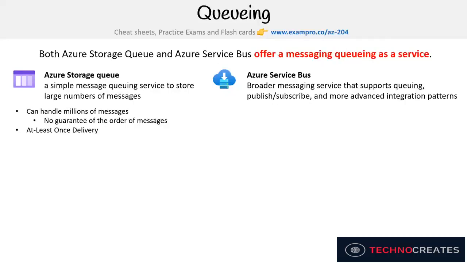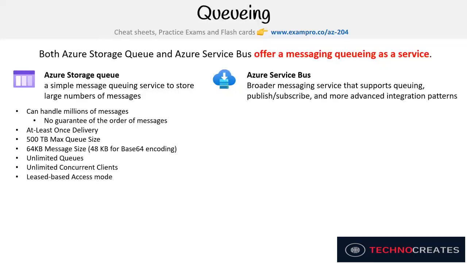There's at least once delivery, which is really nice. 500 terabytes max queue size, 64 kilobyte message size, and 48 kilobytes if you're doing base64 encoding. So that's the size it can be after the encoding. Unlimited queues, unlimited concurrent clients, lease-based access mode. So we've got 30 seconds to 7 days set for the entire queue.